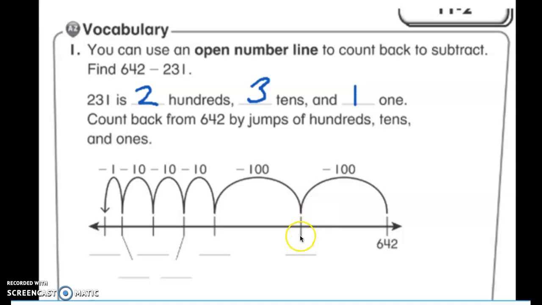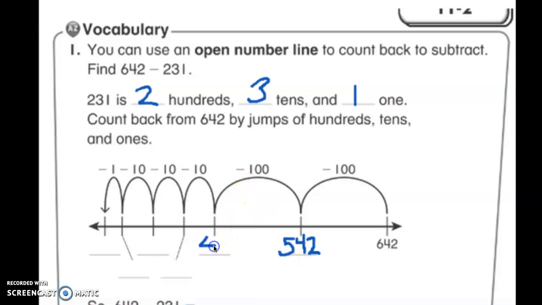So 642 minus 100 is 542. We're going to subtract 100 again. 542 minus 100 is 442.